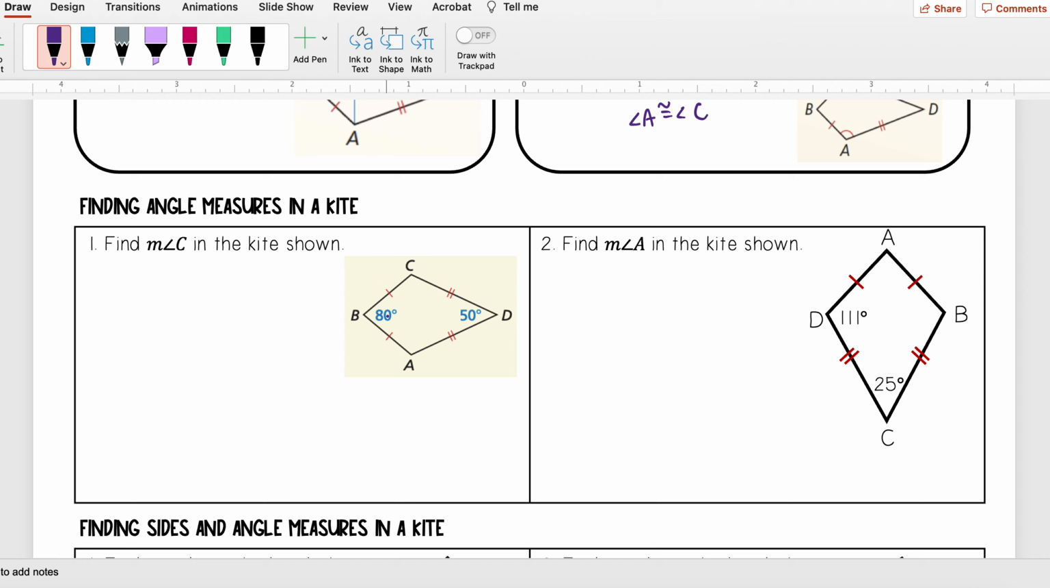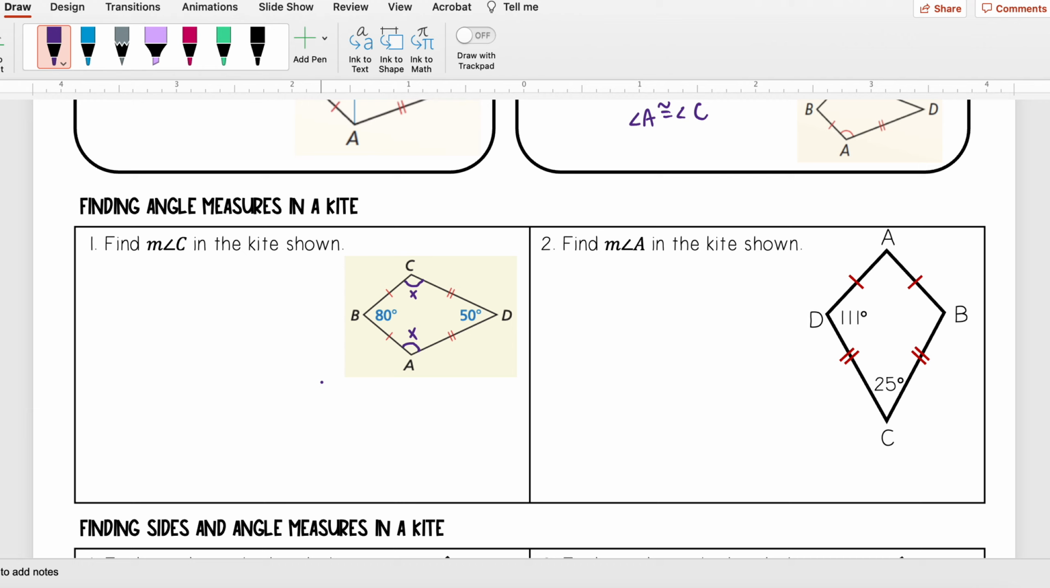And so I see that I have two angles that are clearly not congruent. I have 80 degrees, 50 degrees. And I already know from that theorem that the angles that are formed between the two sides that are not congruent are going to be congruent. So I know that angle A is congruent to angle C. And so since I know they're congruent to each other, I don't know what either measure is though. I'm just going to label these both as x.